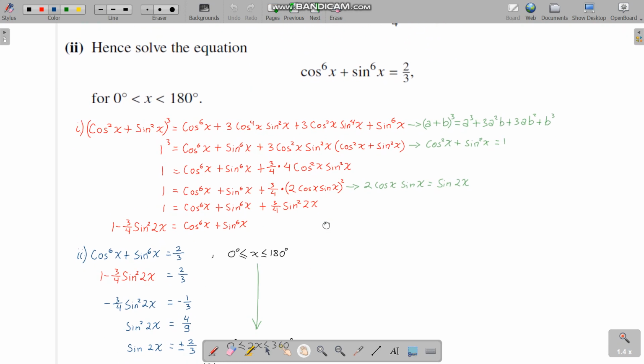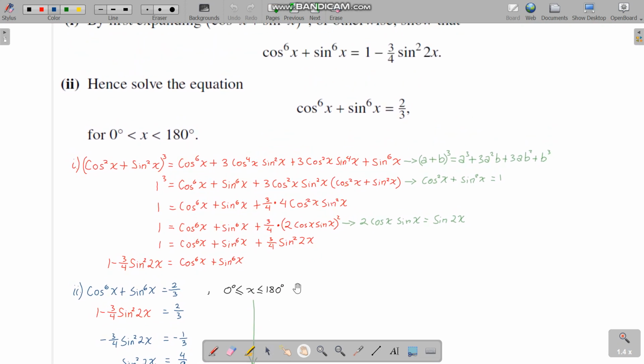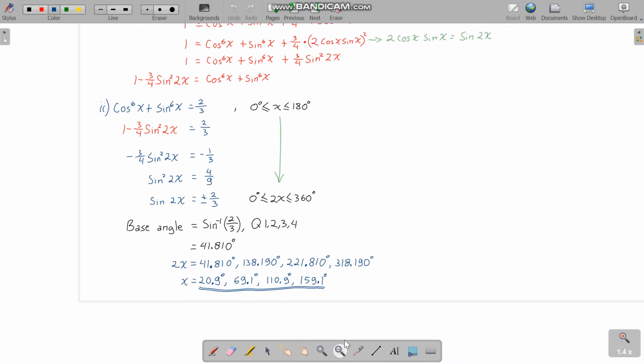And for part B, solve this equals 2/3. We know that this is equal to this. We know that from this first part. So we replace with the answer to the first part, and then we do minus 1 both sides, and times minus 4/3 both sides, and we take the square root. We have plus minus 2/3. So we use the plus and the minus.